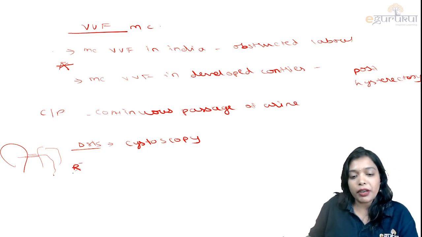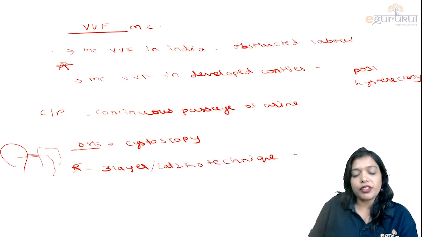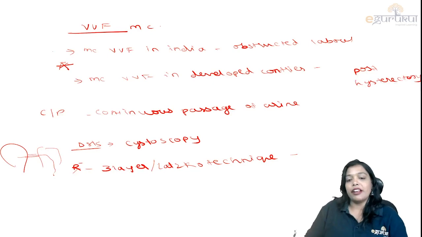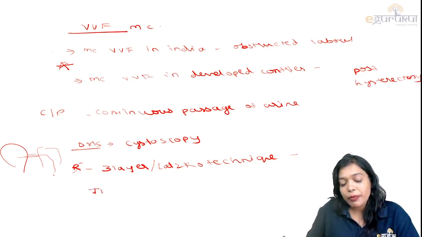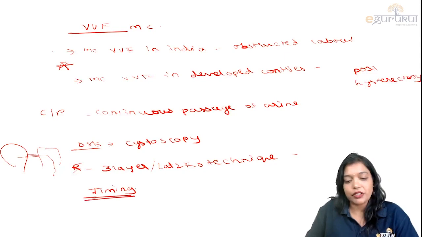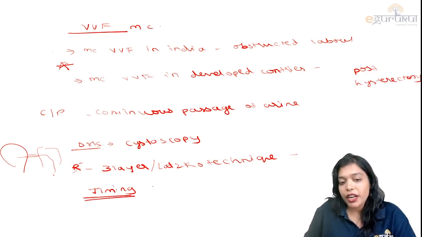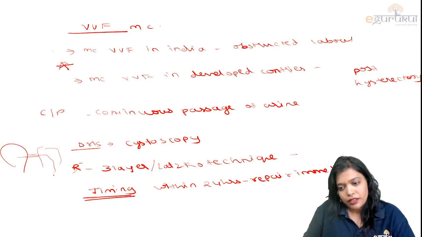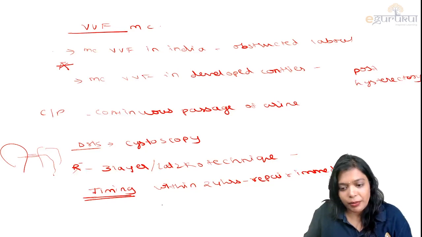Now coming to the treatment, it is the 3-layer technique or the Latzko technique. You remove the fistulous tract and then repair the bladder in 2 layers and repair the vagina in 1 layer, right? And timing has been asked many times as an MCQ for vesicovaginal fistula, guys. So timing of repair of vesicovaginal fistula: if detected within 24 hours, repair immediately.